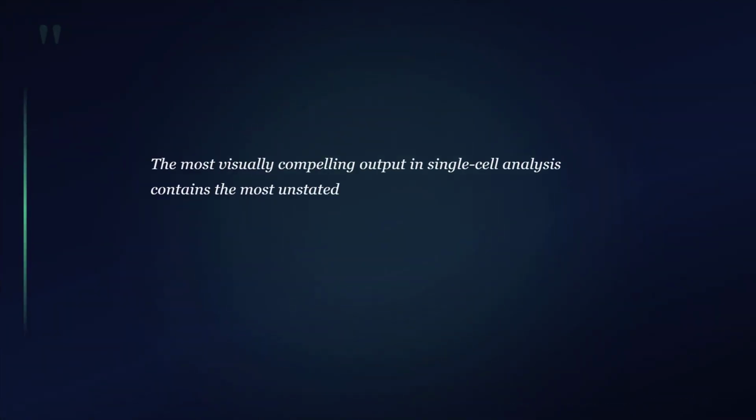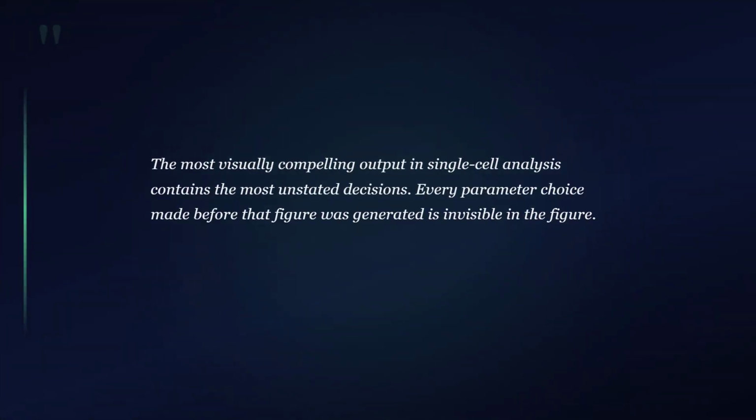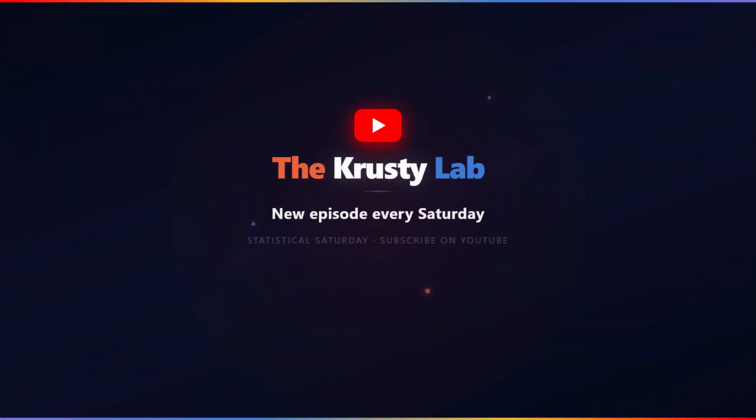The figure looks clean. It is mildly instructive that the most visually compelling output in single-cell analysis, the UMAP with colored clusters, is also the output with the most unstated decisions embedded in it. Every parameter choice made before that figure was generated is a decision about what the data is allowed to show. Most of those decisions do not appear in the methods section. The figure is clean. The choices that produced it are not visible in the figure. The clusters are always there.